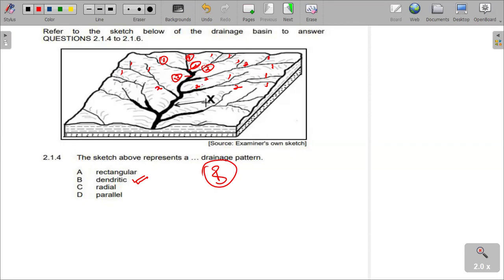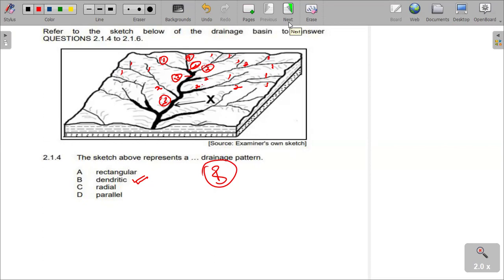Hence, we are going to say at X, it is third order. At X is a third order stream. It is a third order stream that you can see there. So the question wants you to identify what is the stream order that is formed at position X?